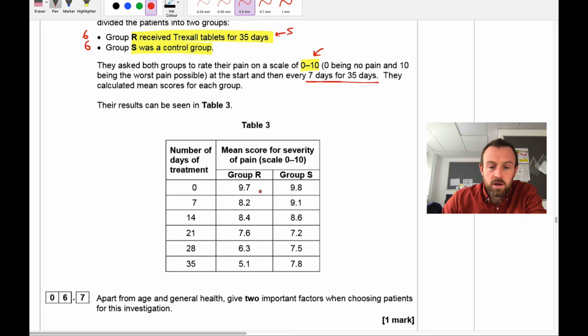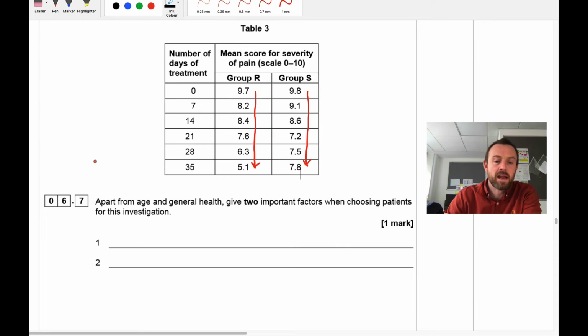Okay, so Group R reports their pain as going down to 5.1. A little bit of fluctuation, but basically going down. Group S also reports it largely going down. Apart from age and general health, give 2 important factors when choosing patients for this investigation.